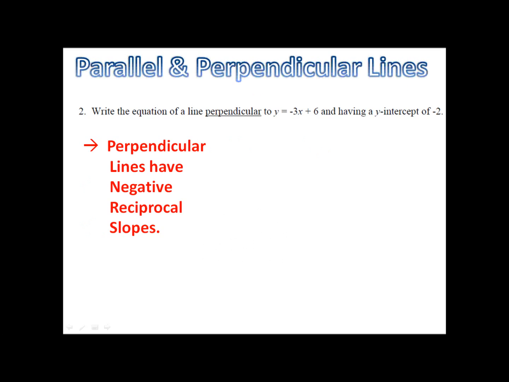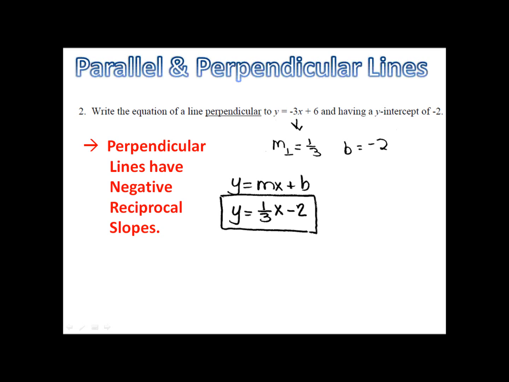On the second example, they want us to write the equation of the line that is perpendicular to y equals negative 3x plus 6 and has a y-intercept of negative 2. When you see the word perpendicular, you should think of negative reciprocal slopes. Since the original has a slope of negative 3/1, the perpendicular will be 1/3. Y equals mx plus b. Y equals 1/3 x minus 2.